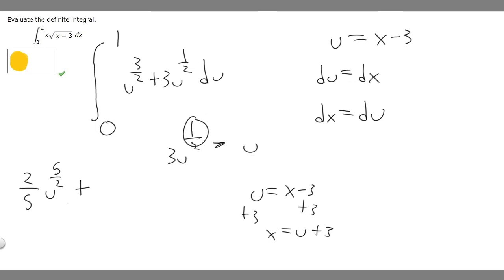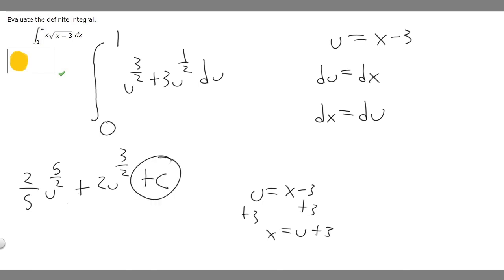We add 1 to our exponent, so it's going to become u to the 3 over 2. We divide by 3 over 2, which is the same thing as multiplying by 2 over 3 times u to the 3 over 2. Then we're multiplying by 3, right? So 3 times 2 is 6, divided by 3 is 2. So it's 2u to the 3 over 2. That's that simplified. And then we would do plus c, but for a definite integral, we don't need to use it.